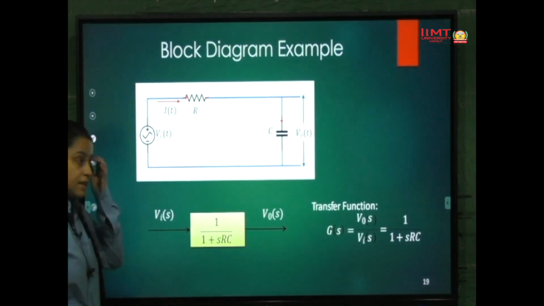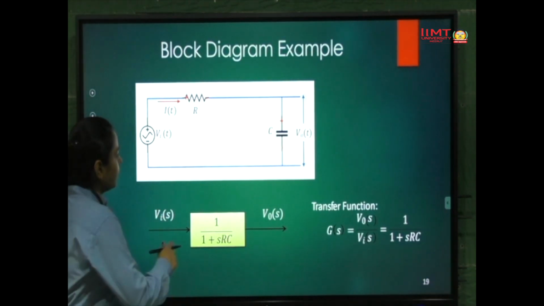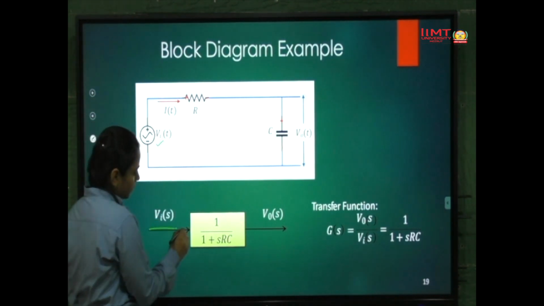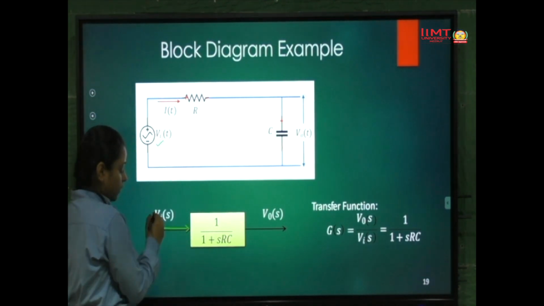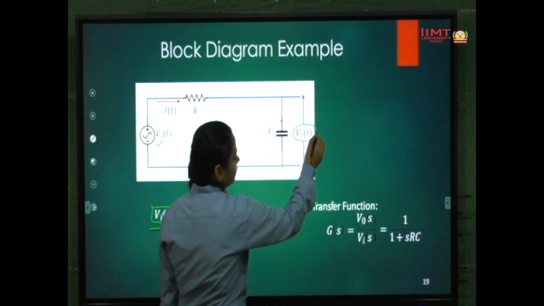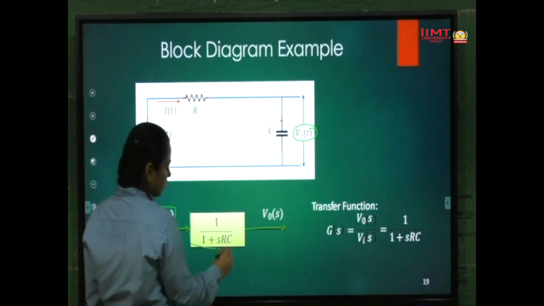So let's see one example. This is a series RC circuit. Here we have Vi(t) as input. In transfer function form, in Laplace transform form, we have Vi(s), and we have an output which is Vo(s). So we have a block with a transfer function.